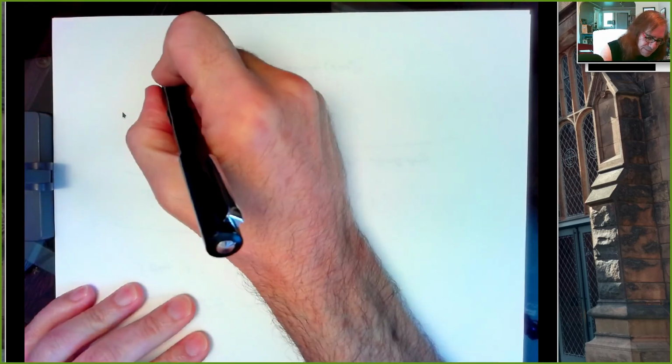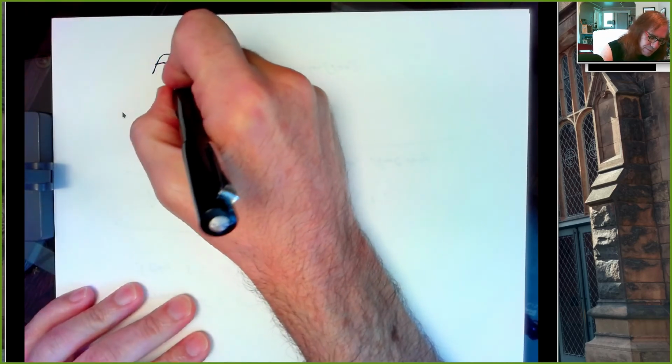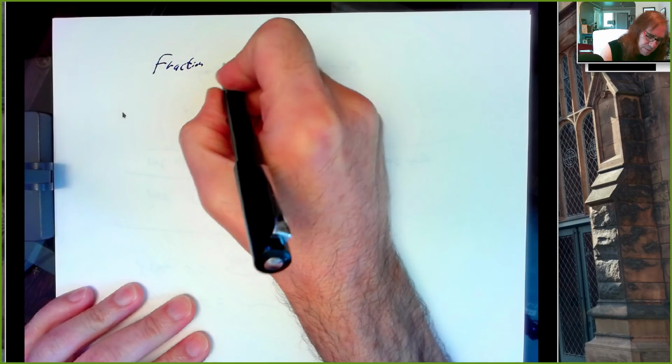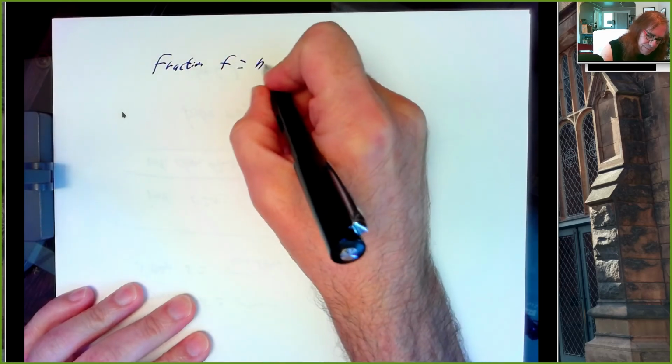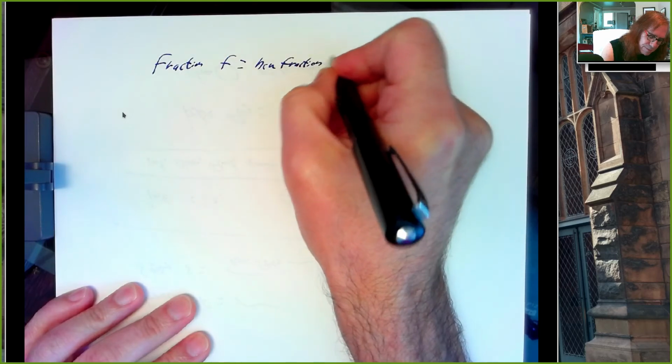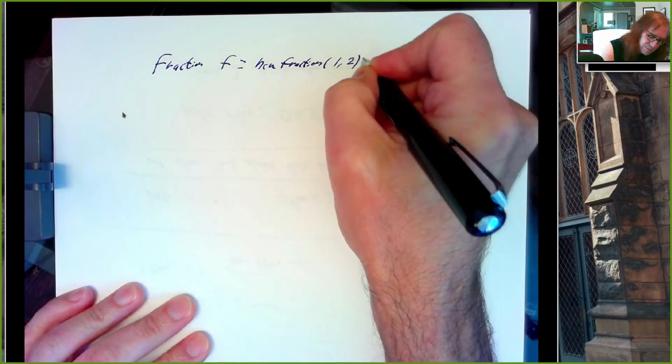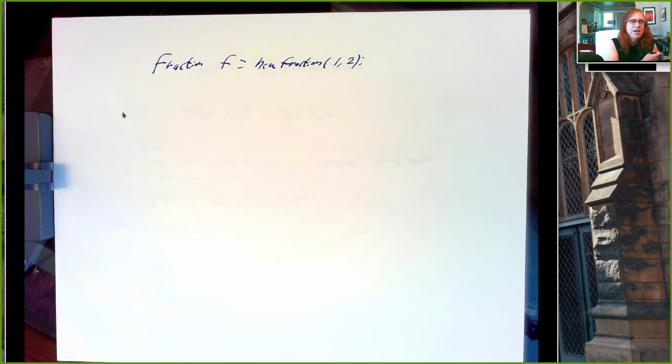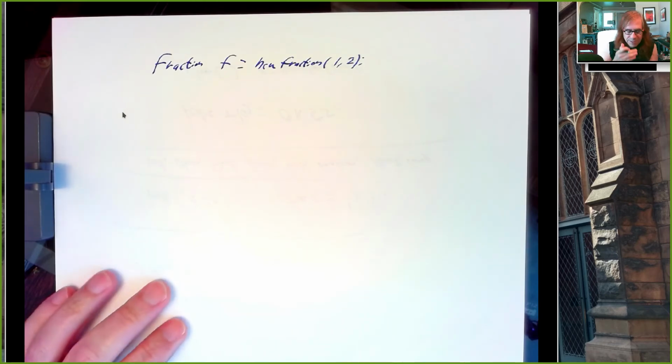Suppose I say fraction f equals new fraction 1 comma 2. So f is the fraction 1/2. Now inside your fraction class, you're going to write a series of methods. You might make a method called add, right?